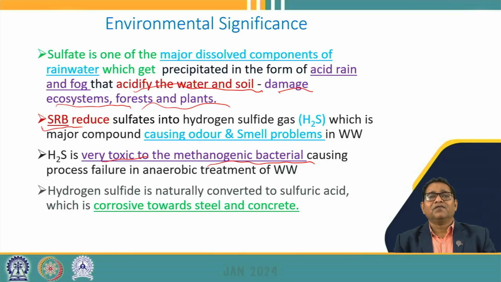So determination of the various forms of sulfur, sulfate and dissolved sulfide, is important, as even if present in the wastewater they have toxicity if present in more than 150 milligram per liter. Similarly, if hydrogen sulfide concentration is more than 5 ppm, that may become very toxic to various types of other microorganisms. Hydrogen sulfide is mostly naturally converted into sulfuric acid, which is also corrosive in nature and can corrode our steel and concrete material.